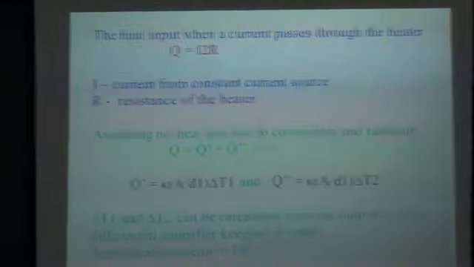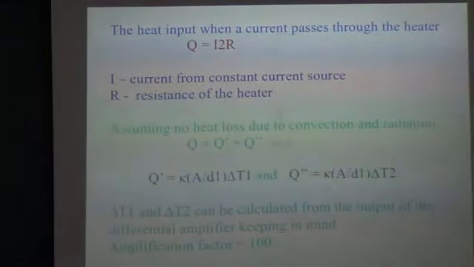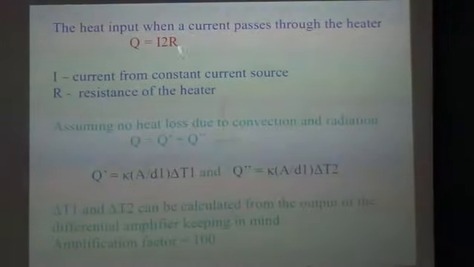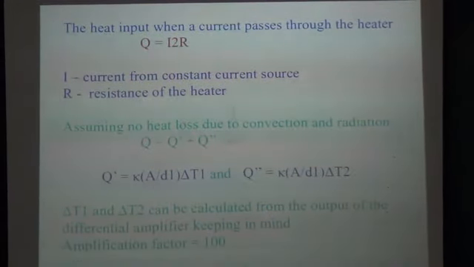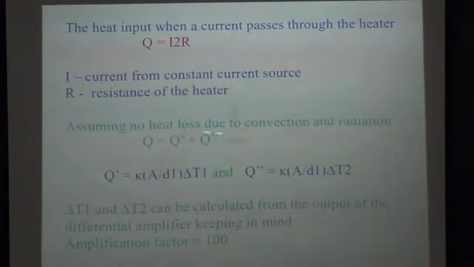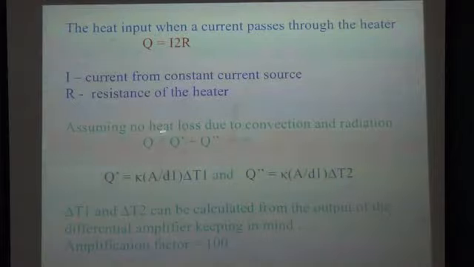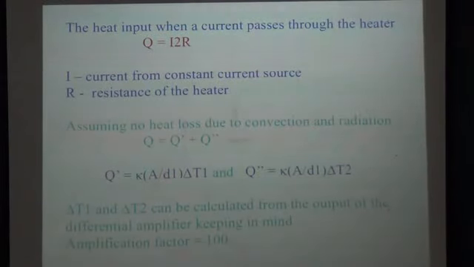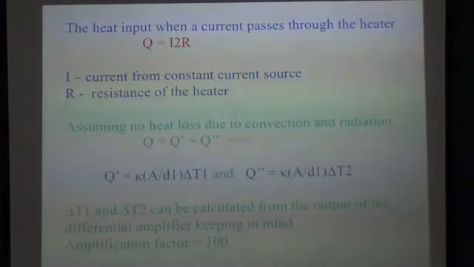Now heat, as I told you, heat input Q is equal to I square R. So you are going to fix the current to 260, 240, 220, 200, 180 for 5 readings. The value of R is written up there, that is 22 ohm right now. So you can find out the value of Q. Assuming no heat loss due to convection and radiation, we can write down the total heat generated by the heater, because heat is going on either side. So we are going to have two thermocouples here and two thermocouples here.